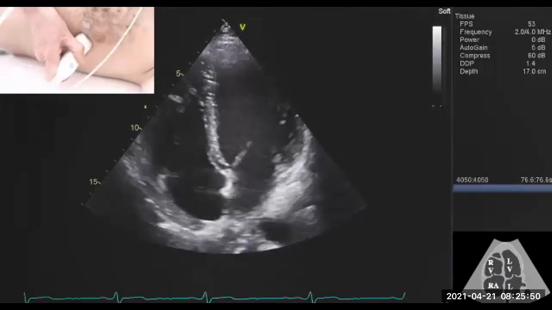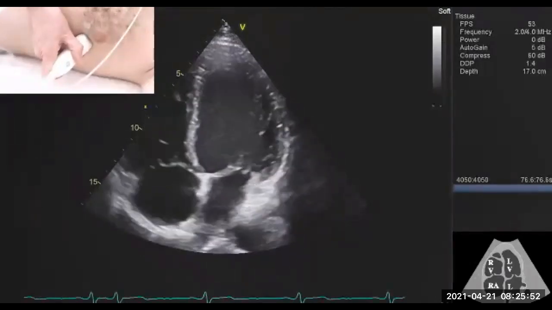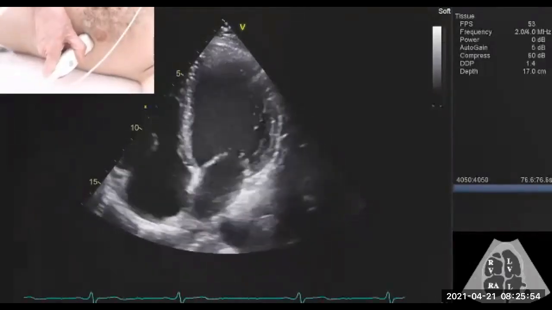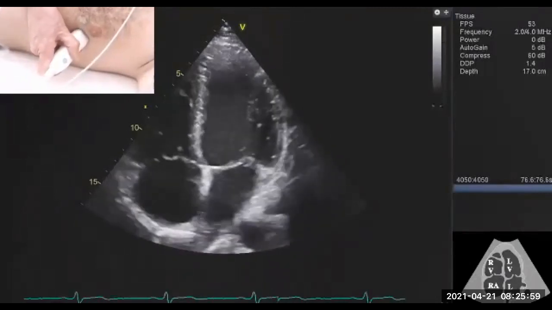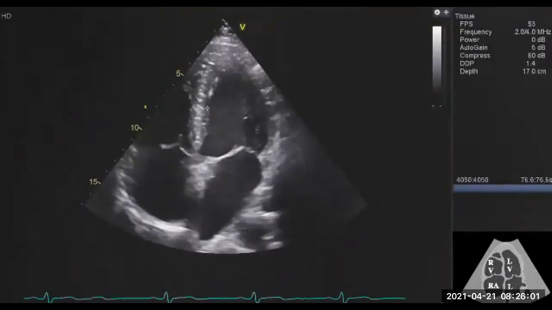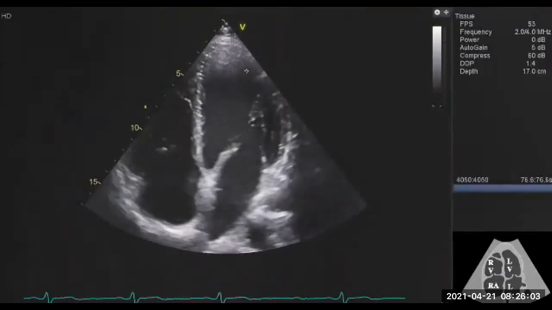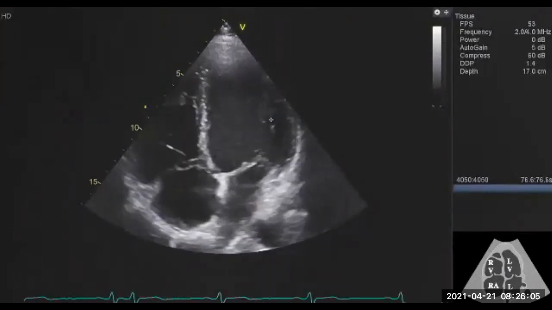So having looked at the right ventricle, I'll slightly move my probe to bring the left into view. So it's a nice view to look at the function of the ventricle, so how the walls are all moving in and whether they're moving in similarly.